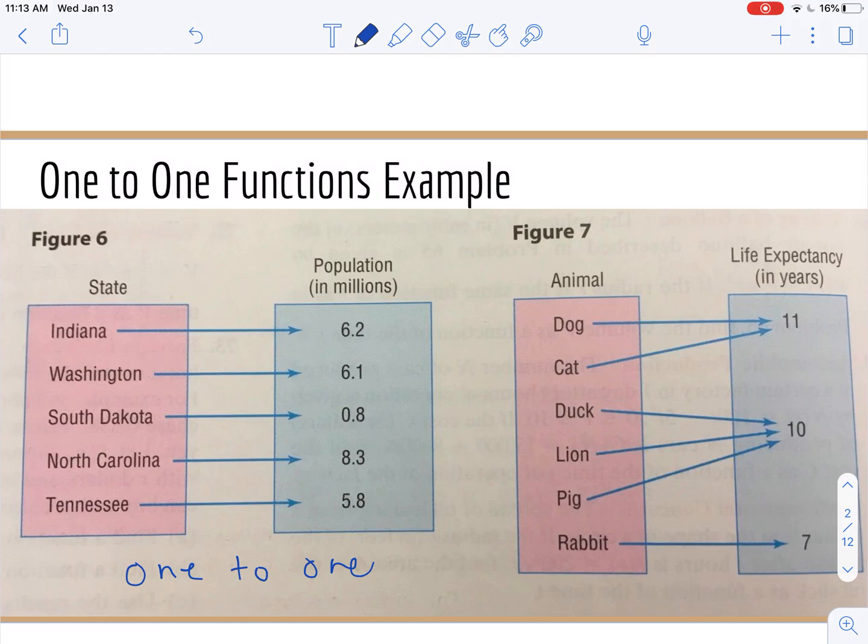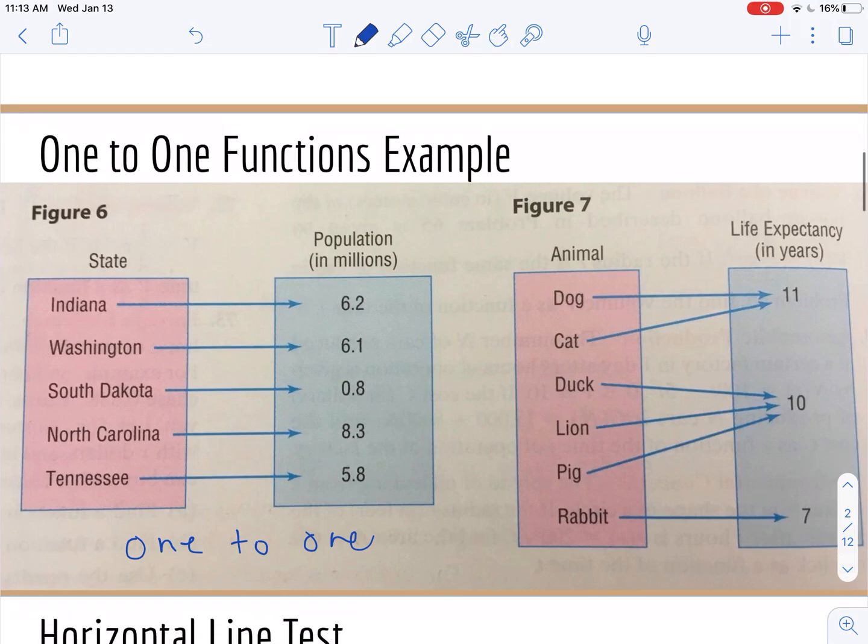If I ask you which state has a population of 8.3 million, you can tell me it's North Carolina. Only state on this list with a population of 8.3 million. We know this to be a fact. It does not change. Cool. So that means it's one-to-one. When I ask which input relates to this output, you can give me one answer and only one answer.